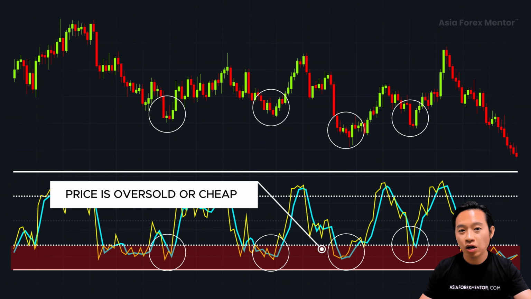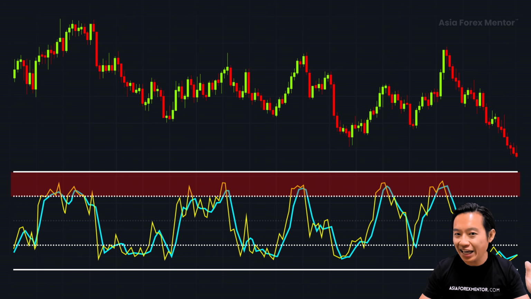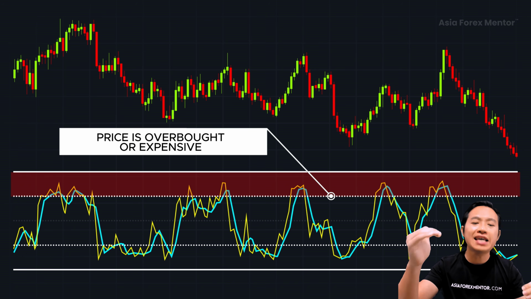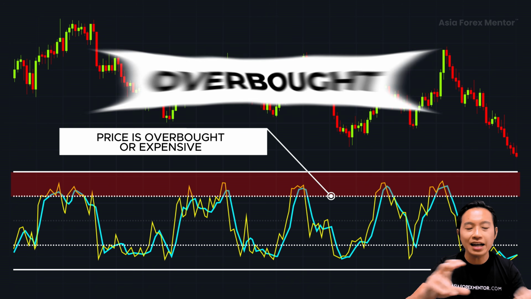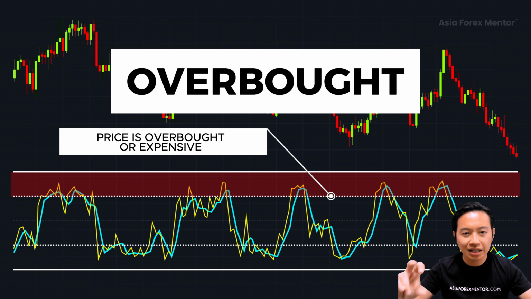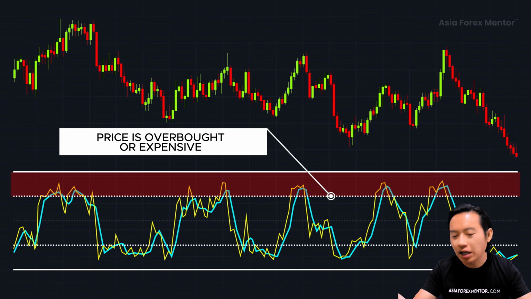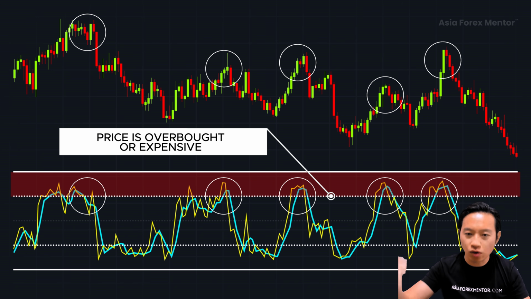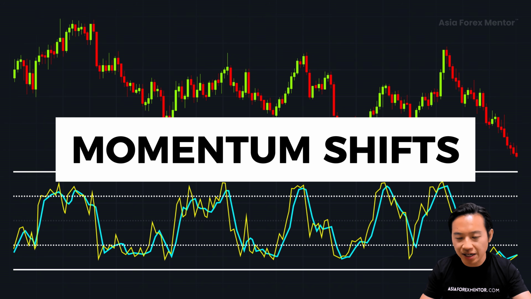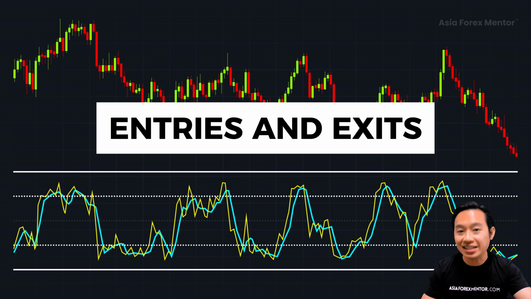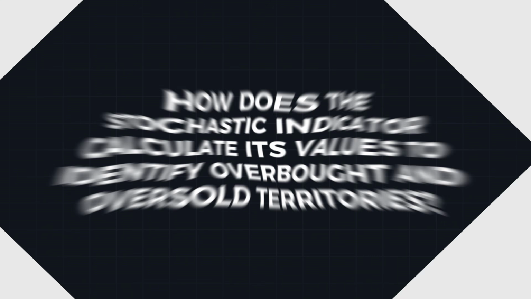And then on the other hand, when the market is above the 80 line, this means that the price of this asset could be expensive, and the market is in overbought territory. And then it signals potential selling opportunities. Okay, so when you understand these momentum shifts, you can better time your entries and your exits in the market itself.